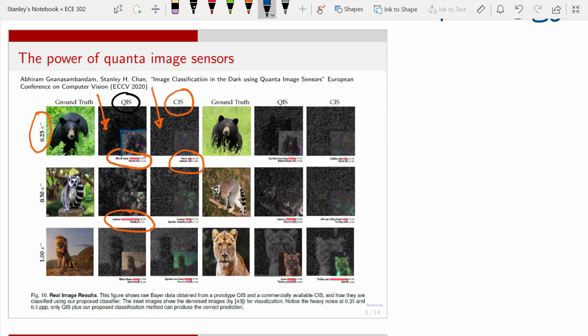The small inset here shows the image that you will normally get by sending this image to an image denoising algorithm. And you can see that using the new sensor, this binary sensor, you will be able to see some pattern. Although it is not that obvious, this little pattern is sufficient for the image classifier to work. And so the implication is that with the sensor, you can actually see a lot better in low light environments.